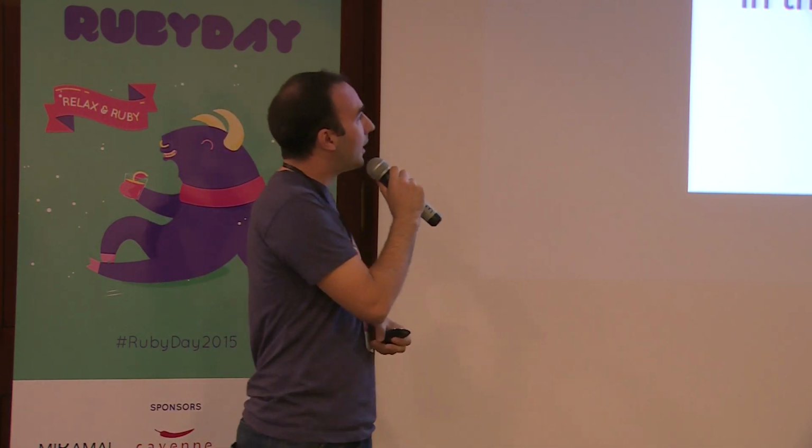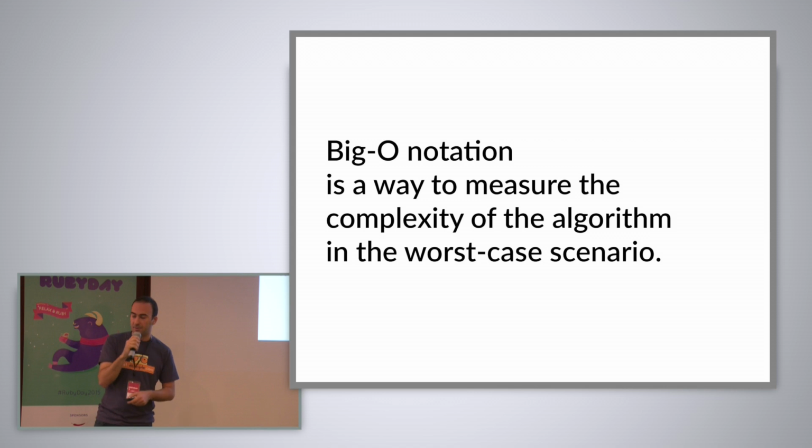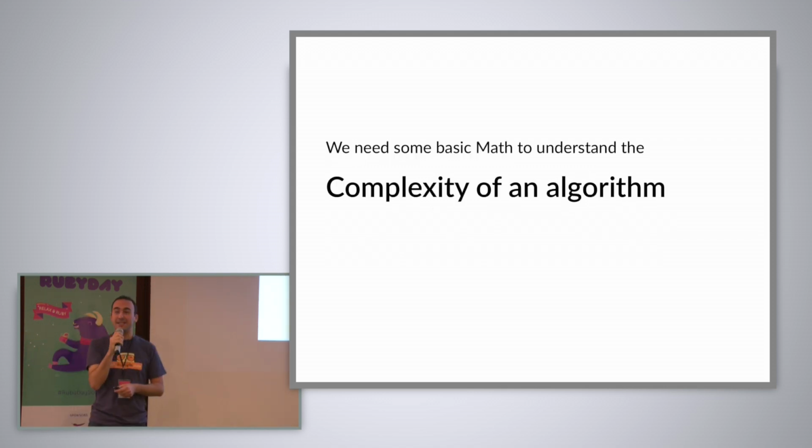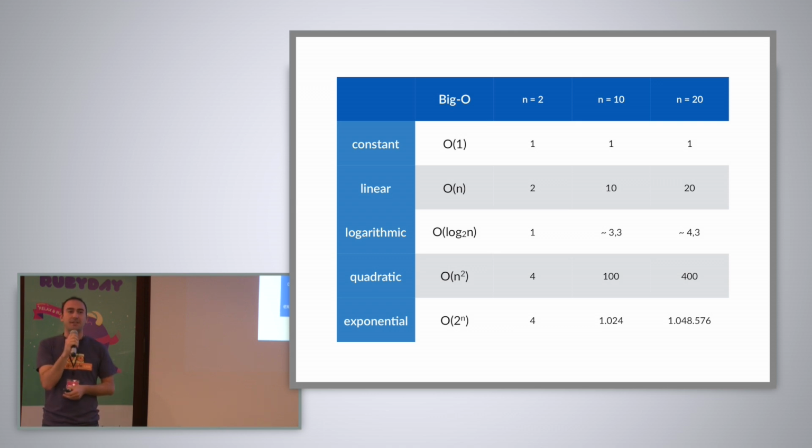It's important to keep in mind that in mathematics, this is called an asymptotic notation, and I will explain what it means in a second. So for now, keep in mind it's an approximation. That's the human term you can use. The big O notation is a way to measure the complexity of the algorithm in the worst case scenario, as I explained before. And unfortunately, we need a little bit of math in order to understand the complexity of an algorithm, but don't worry, I'll try to keep things simple for you.